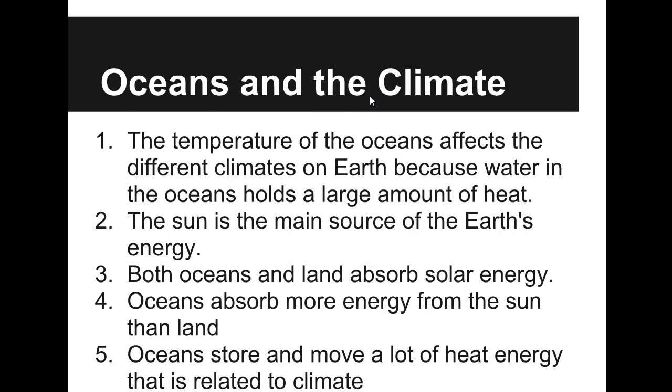Oceans and the climate. The temperature of the ocean affects the different climates on Earth because water in the oceans holds a large amount of heat. The sun is the main source of the Earth's energy in our atmosphere. Both oceans and land absorb solar energy. We talked about before how they don't absorb it at the same speed. Oceans absorb more energy from the sun than the land.